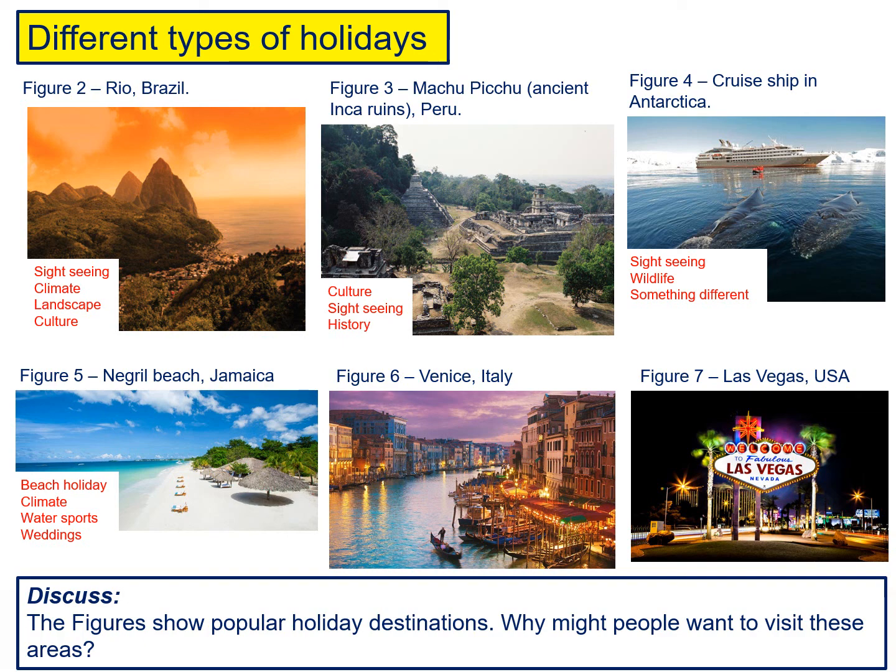Figure 6, in Venice in Italy. Again, people go for the culture, to see the sights, and it's known as one of the most romantic cities on earth. So they go there for the romance.